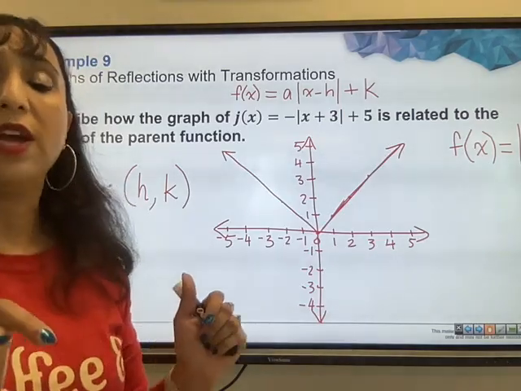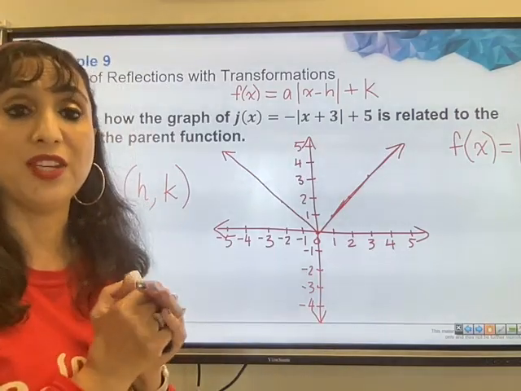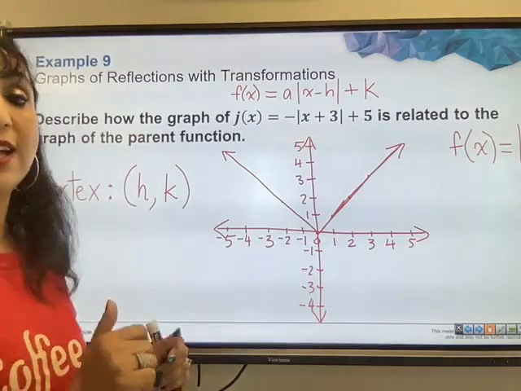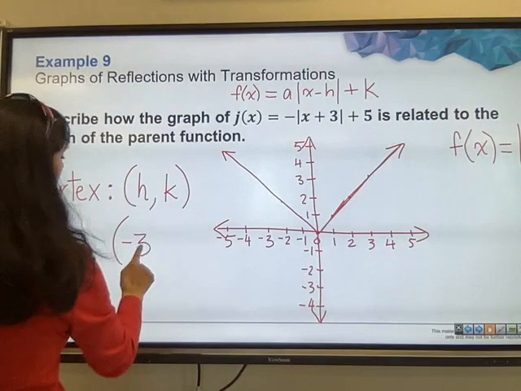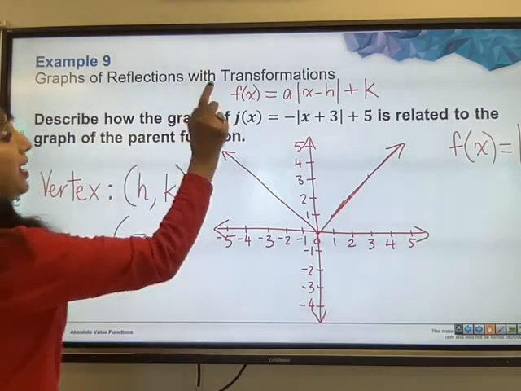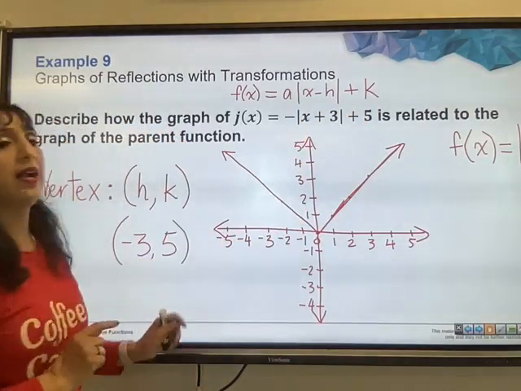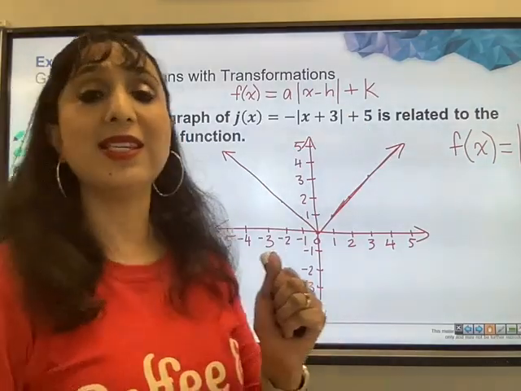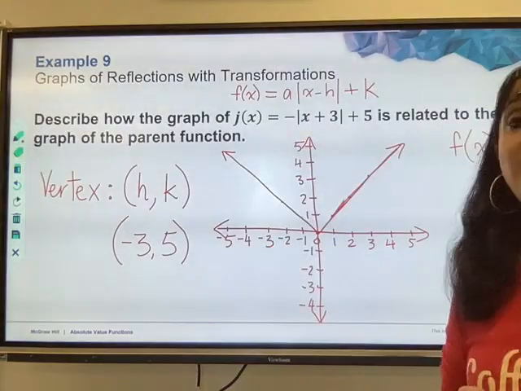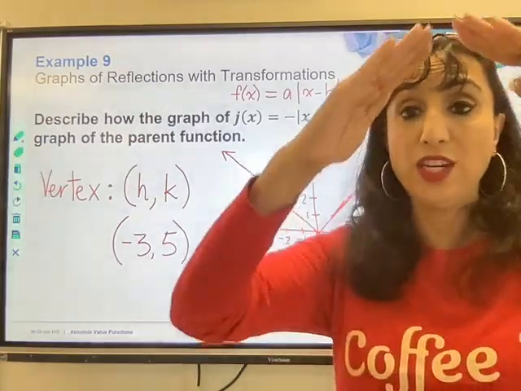Okay, so if I'm saying x plus 3, that means that we are shifting to the left, and so therefore my h is going to be negative 3, and what is k? k is here, it is 5. So this is where my vertex is going to go off the graph, and since we are reflecting on the x-axis, my V is going to flip.